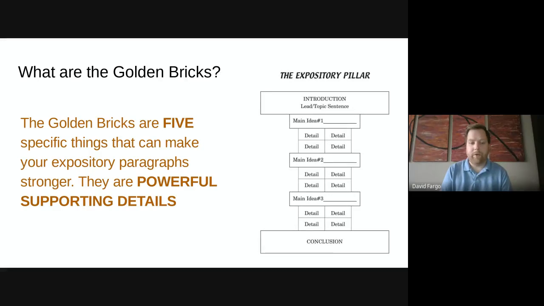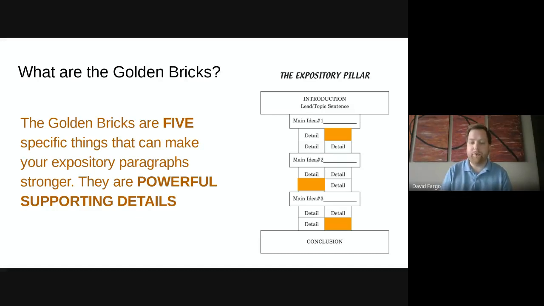So first off, I just want you to remember this expository pillar diagram that we looked at in class. Remember that you start off your expository writing, whether it's a journal entry or a research essay or a news article, with some sort of lead sentence or introduction. And then you have body paragraphs, each with their own main idea and supporting details. The golden bricks are just things that go into each paragraph. So they are powerful supporting details.